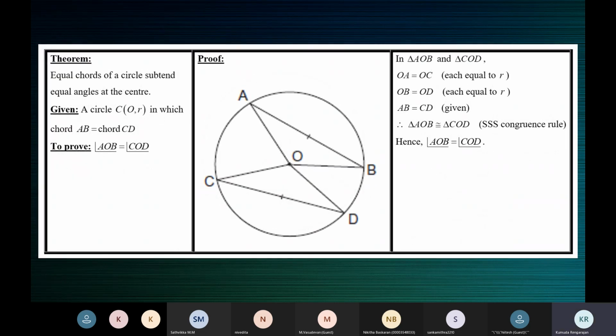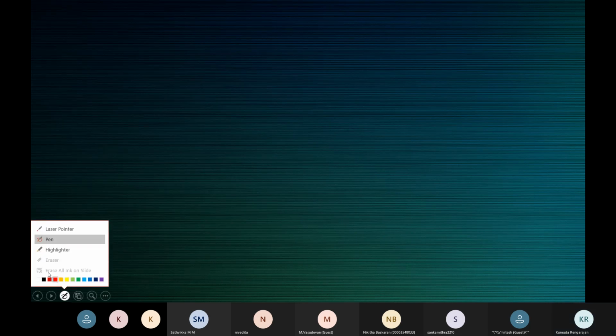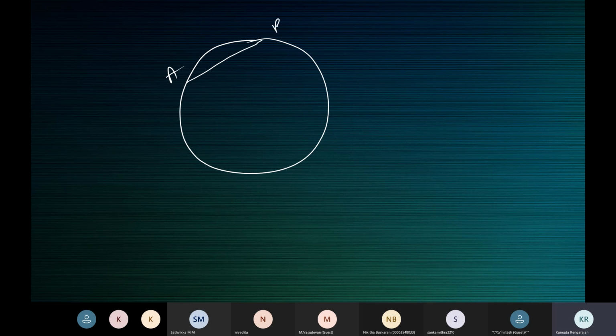Okay. Next theorem: equal chords of a circle subtend equal angles at the center. So say we have two chords AB and CD, they are equal chords of a circle. So AB is equal to CD. If the chords are equal, the angles they subtend at the center are also equal, is what we have to prove.